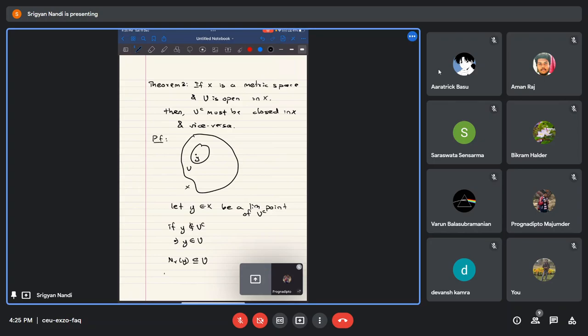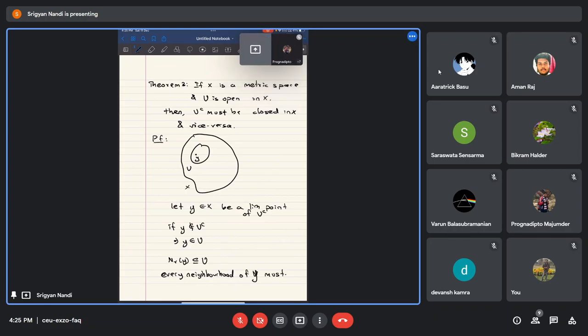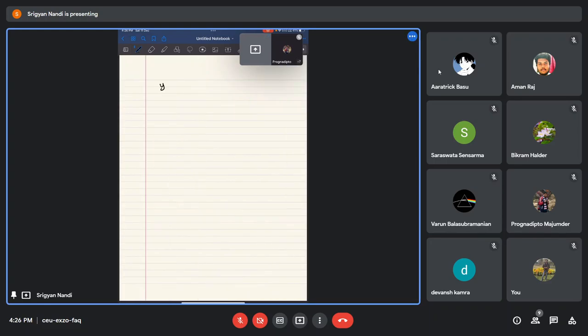But now that means you can no longer have a sequence of points, since Y is a limit point of U complement, every neighborhood of Y must intersect U complement, right? So every neighborhood of Y must intersect U complement. But we know that N_r(Y) is a neighborhood of Y and it's contained completely inside U. So N_r(Y), a subset of U, must intersect U complement, which is a contradiction since U cannot ever intersect U complement. Therefore, Y must belong to U complement. So U complement contains all its limit points. And that proves the forward direction.